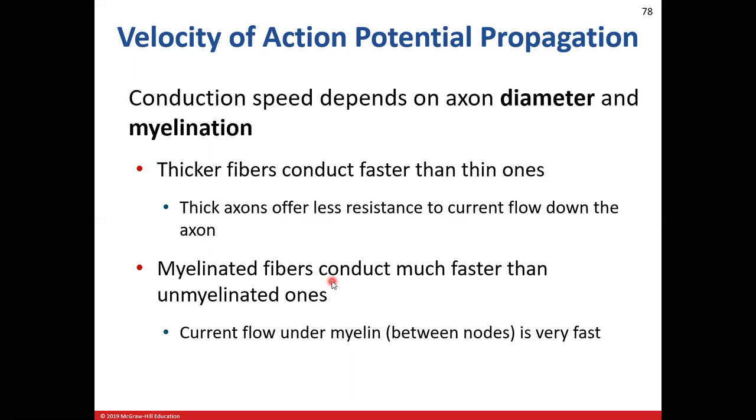Myelinated fibers also conduct the impulse much faster than unmyelinated ones, mainly because the current flow under the myelin is very fast. So the action potential is actually occurring at the nodes, and it allows the flow of the current to occur in the myelinated sections between the nodes.